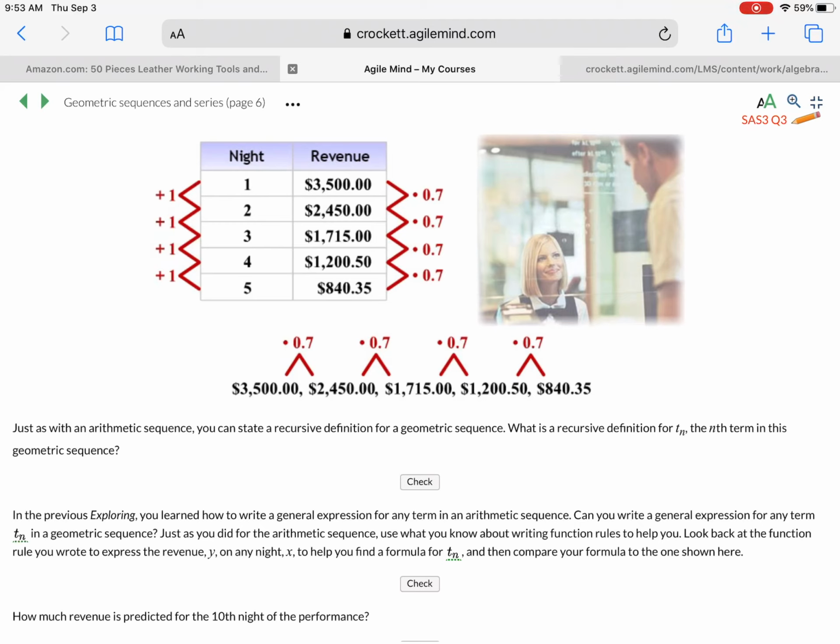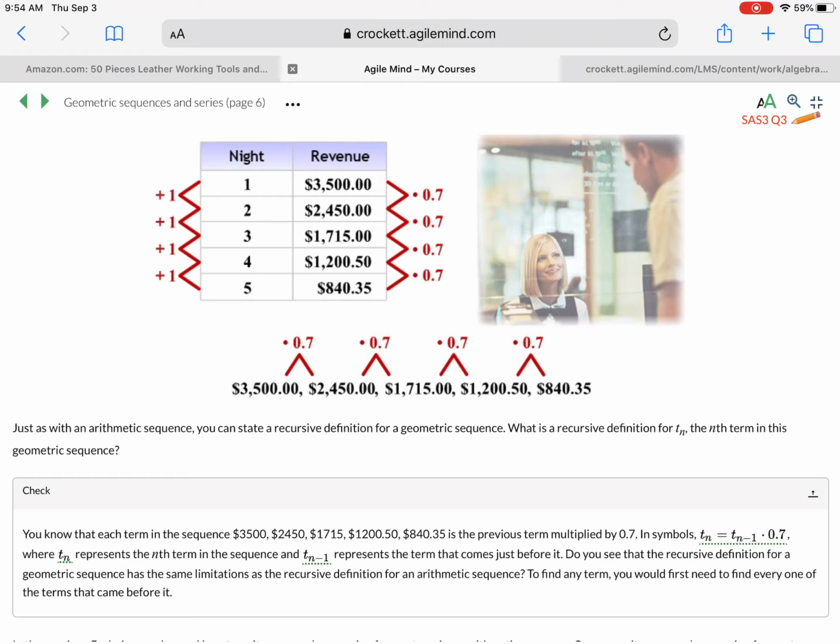And it says, just as with an arithmetic sequence, you can state a recursive definition for a geometric sequence. What is a recursive definition for Tn, the nth term in this geometric sequence? So I want you to hit check. What do you notice? It is using n minus 1. Remember yesterday when I told you anytime you see n minus 1, that's the recursive definition, okay? Same thing for today. N minus 1 is the recursive definition, okay?